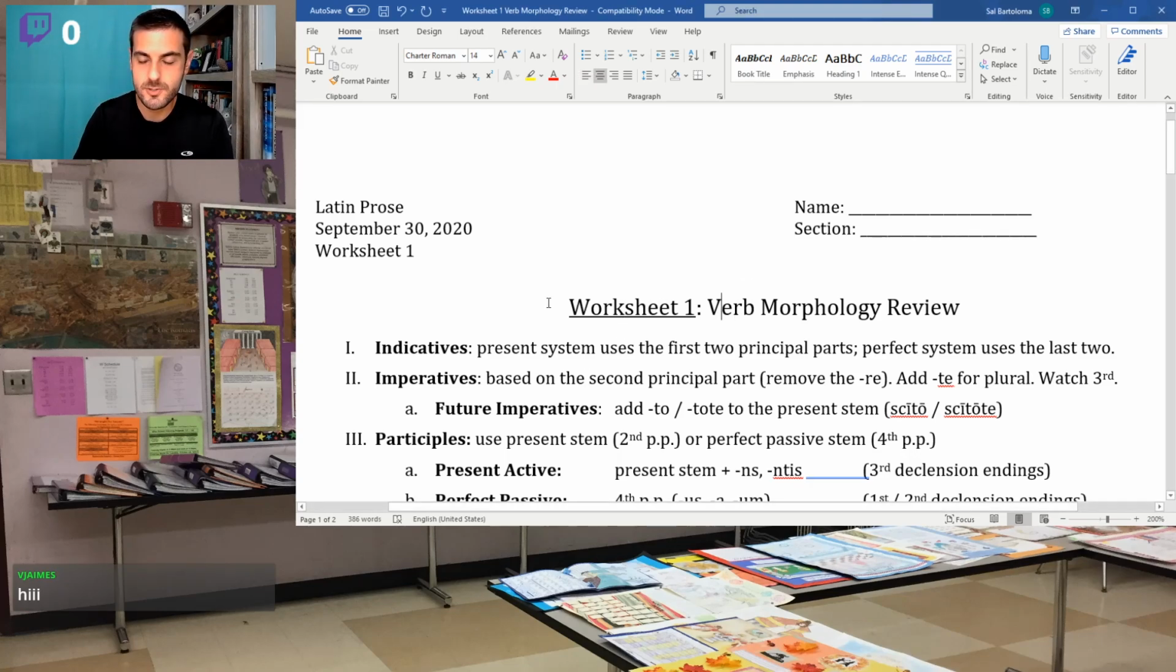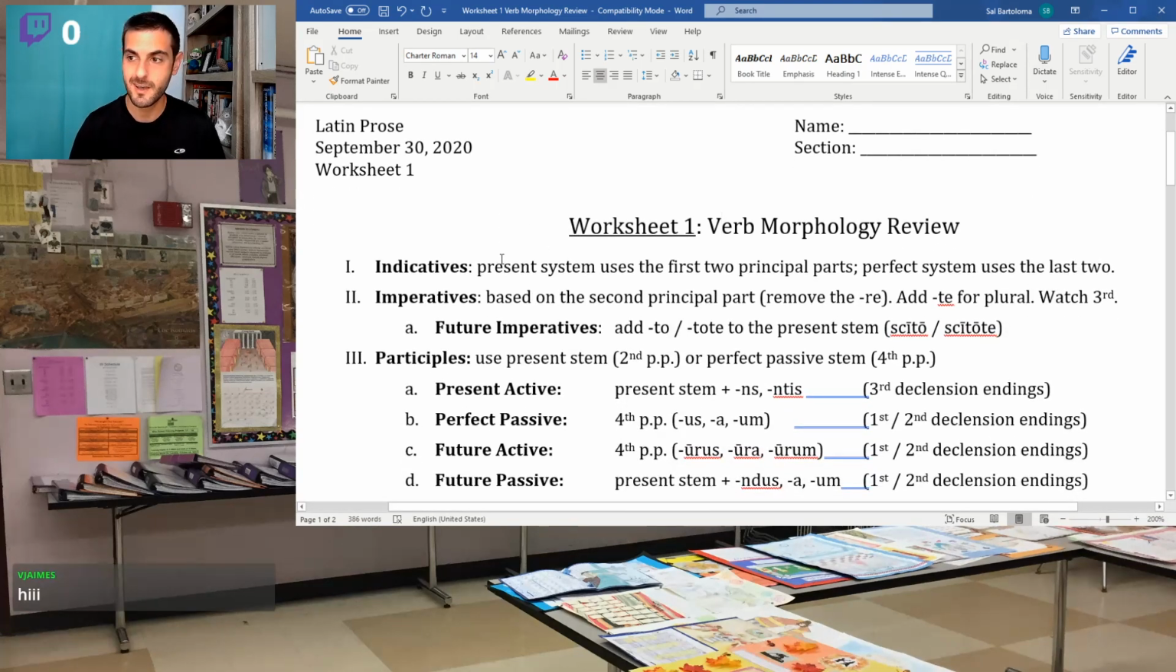There are so many verb forms to cover in Latin that, like I said in class, it's really hard to do this in one go. So I want you to attack each section of the synopsis one at a time and really ask yourself: is this something I can do on autopilot, or is this something I need to go back to? The indicative forms, this first section, cover the basics of how principal parts work, using the first two principal parts for the present system and the last two for the perfect system.